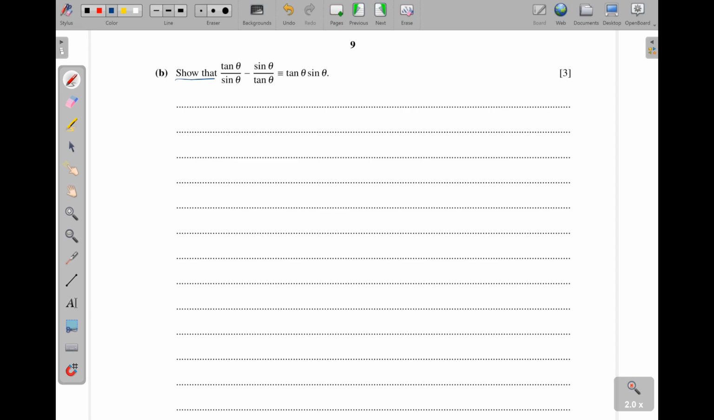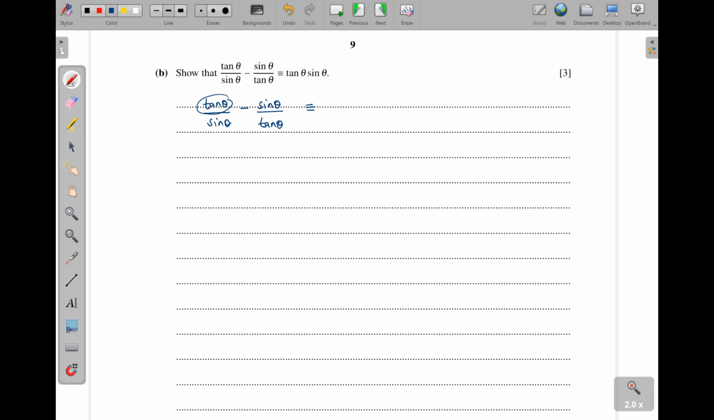Part B, show that this one is equal to this. So I'm going to begin. You can begin with the right side to prove the left, or you can begin from the left to prove the right side. So I'm going to start with the left side. Tan theta out of sine of theta minus sine theta out of the tan of theta. This one, using the rules of fractions, I'm going to first simplify, okay? Then I go to the rules of fractions.